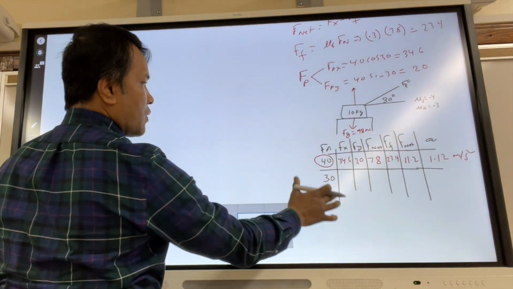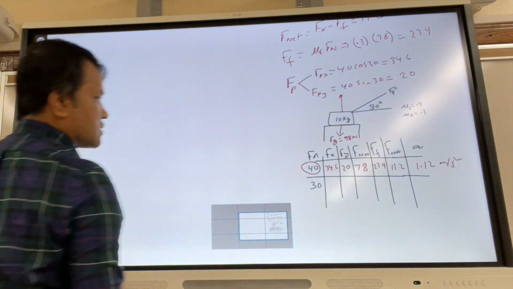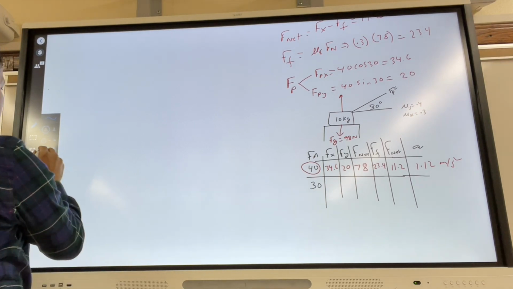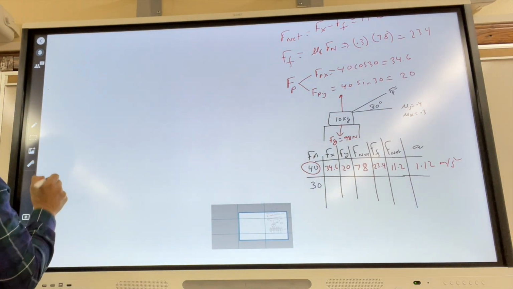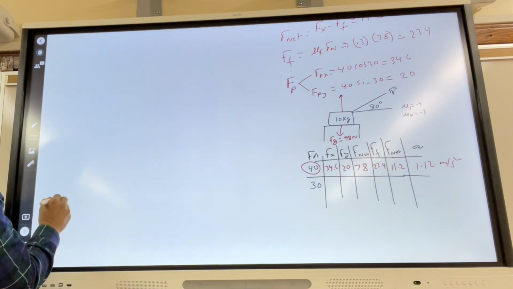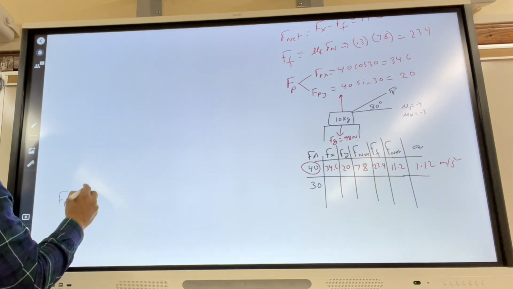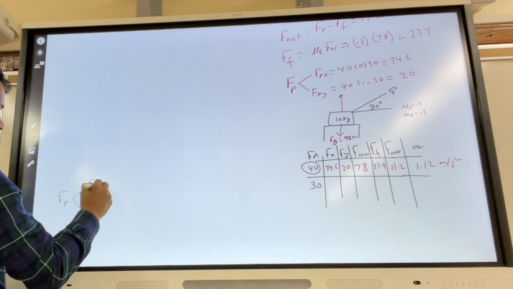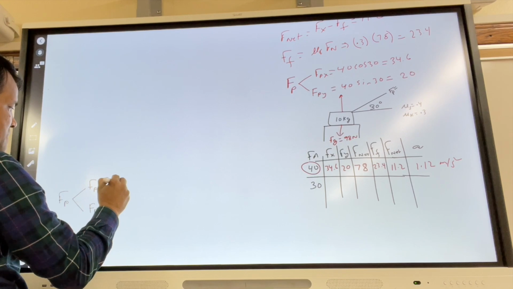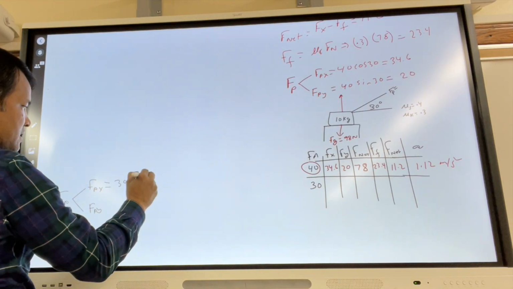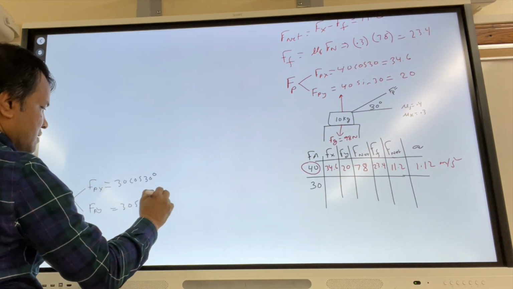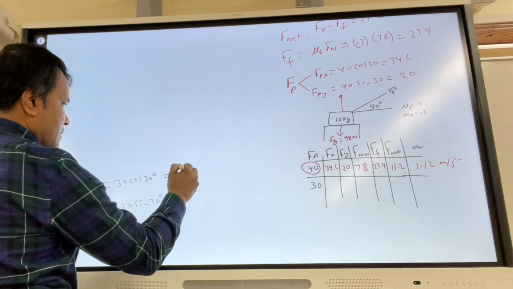Now let's do it with the 30 Newton. We have some space over here, so let's start from here. I have Fp. So Fp would be Fpx and Fpy, and that would be 30 cosine 30 degrees and 30 sine 30 degrees. 30 sine 30 degrees is 15.